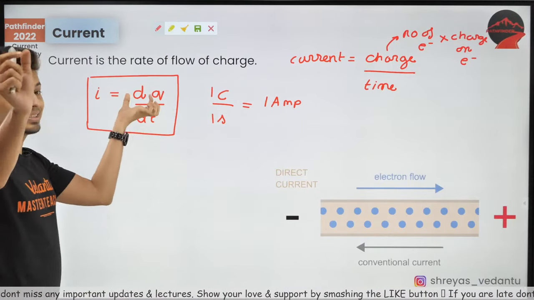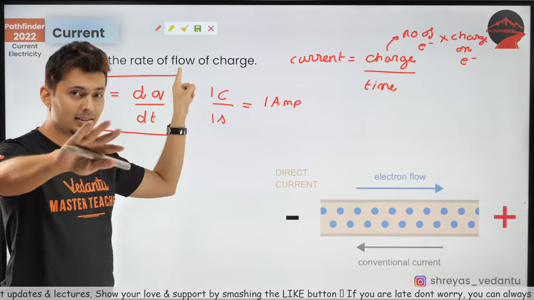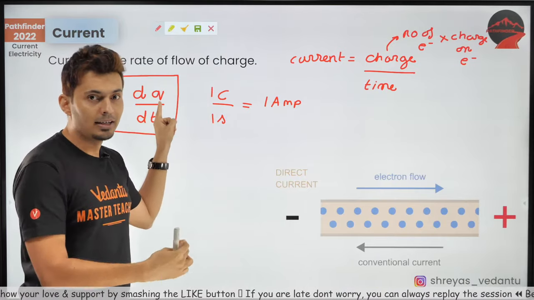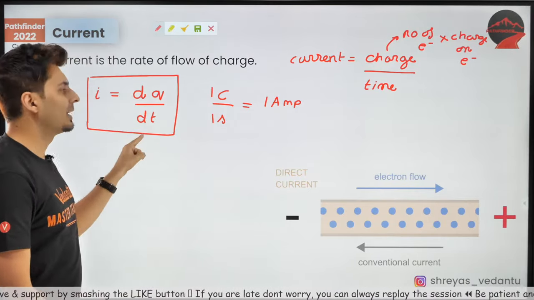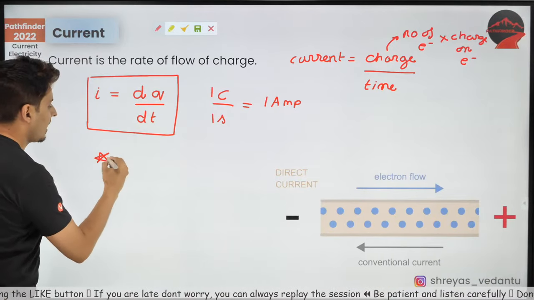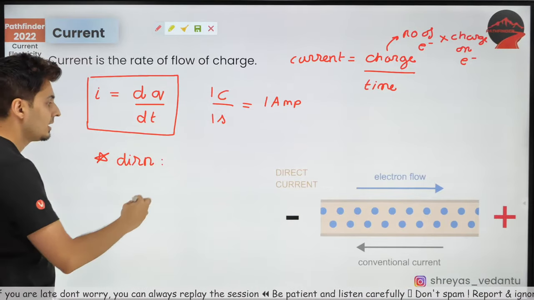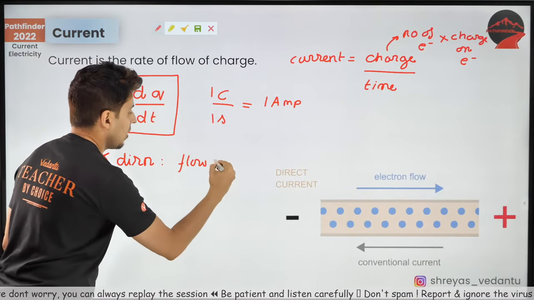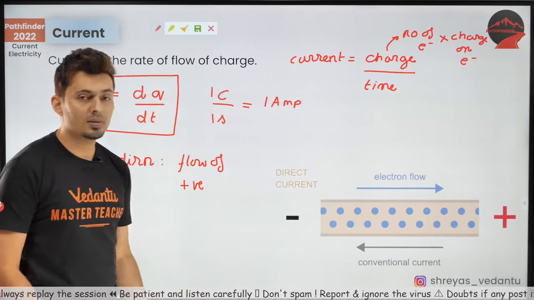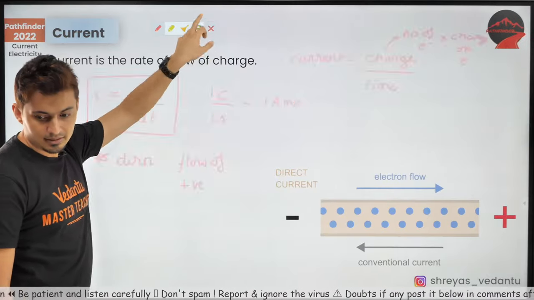So dq is the small charge, dt is the time. Rate of anything: rate of change of momentum, dp by dt; rate of change of velocity, dv by dt; rate of flow of charge, dq by dt. So current is the rate of flow of charge. Remember, current has a direction and the direction is always in the flow of positive charges. Okay, great.